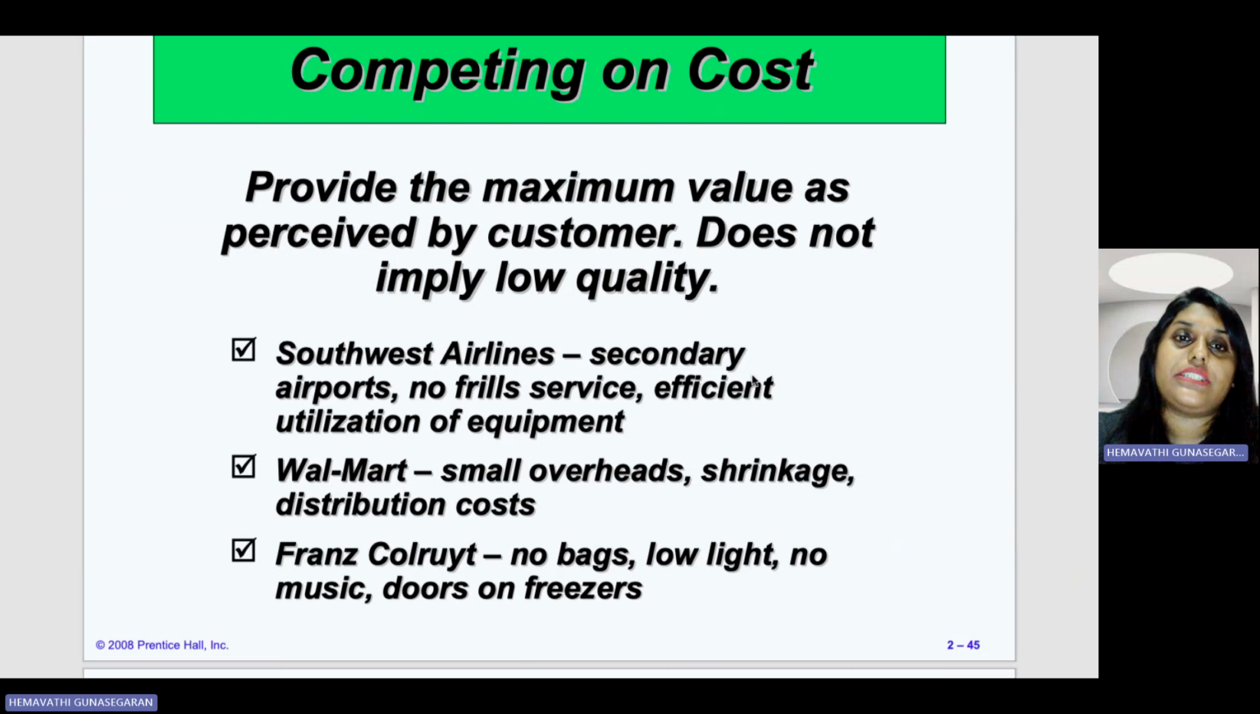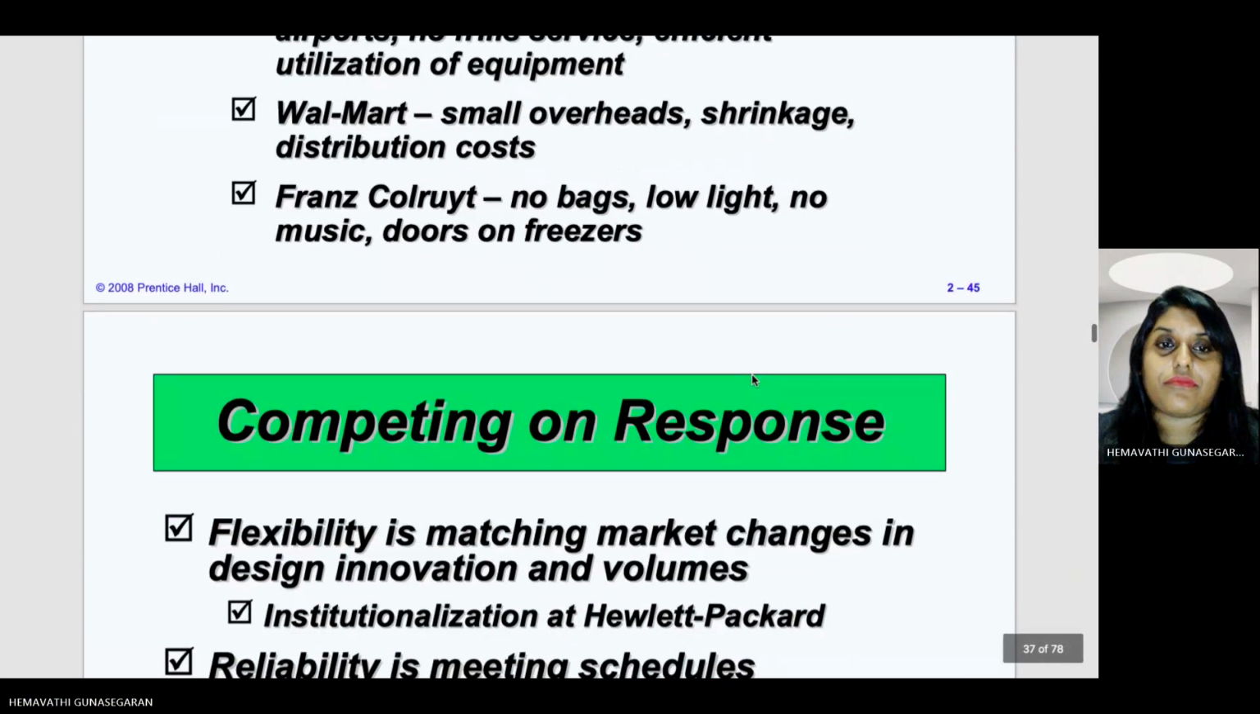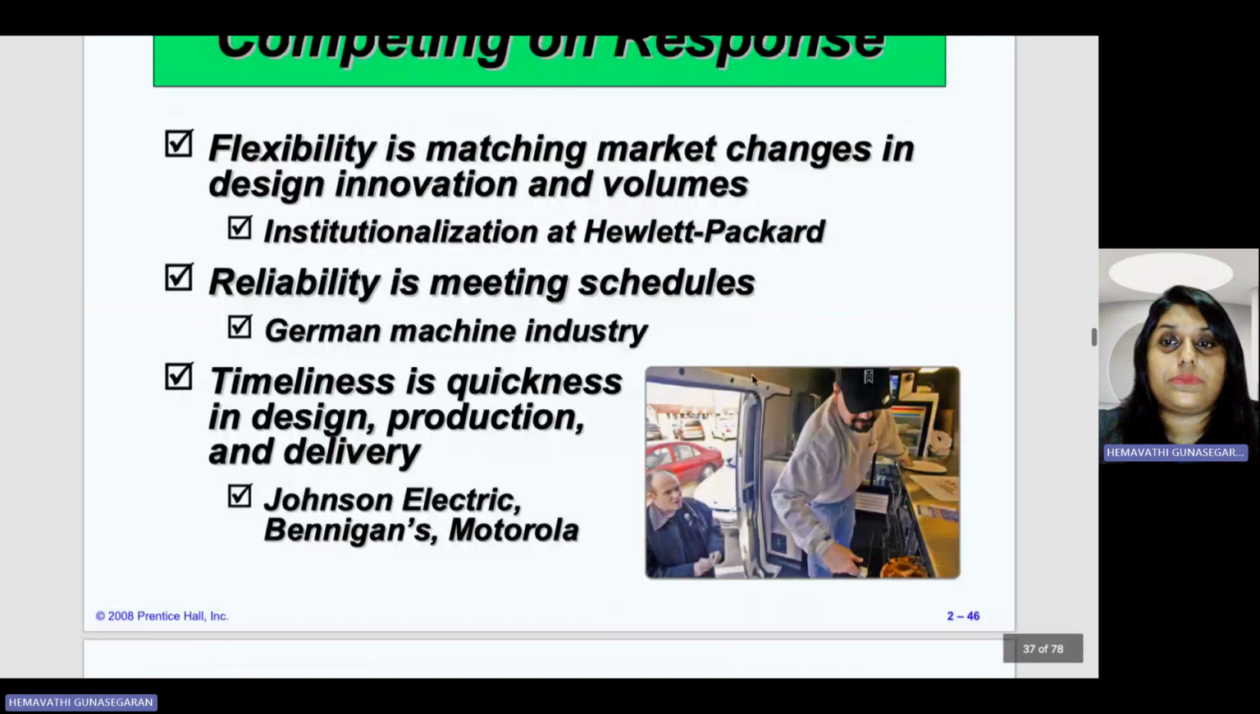And we have examples here: Southwest Airlines, secondary airports, no-frills services, efficient utilization of equipment. And then we have Walmart, small overhead, shrinkage, and distribution costs. Franz Courier, no bags, no lights, no music, doors on freezers, right? All this is based on competing on costs. And then we have competing on response.